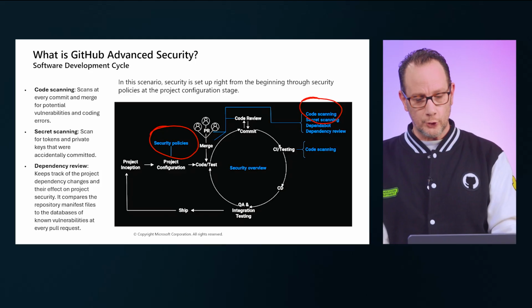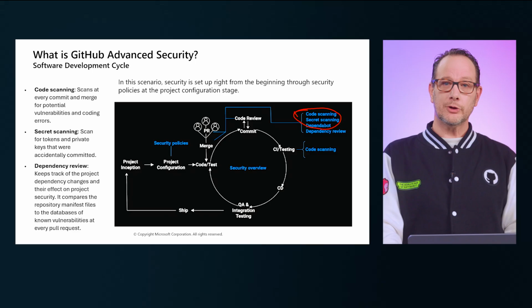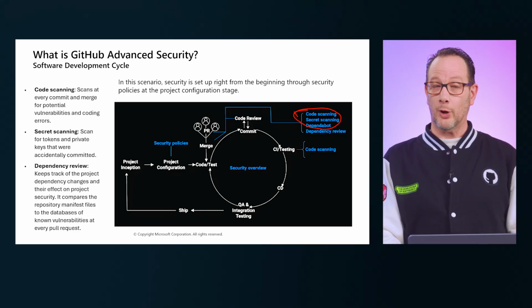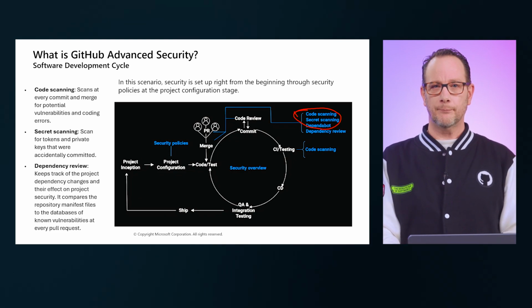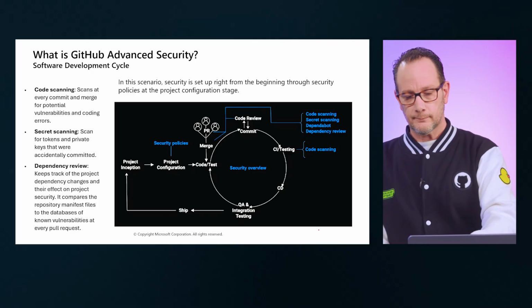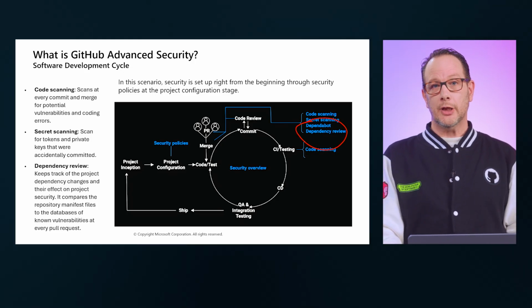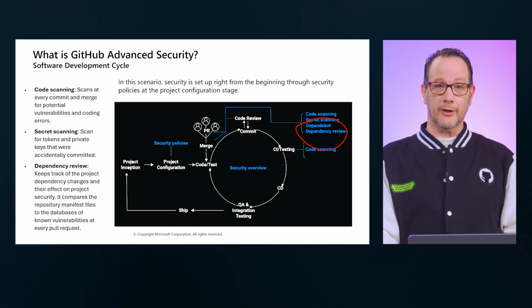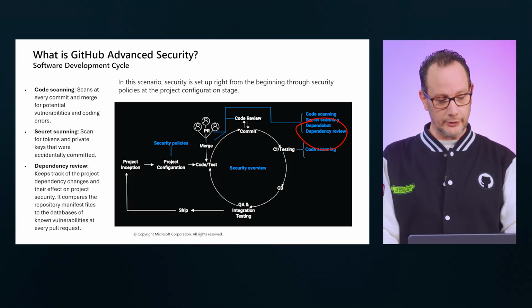From there, we move into secret scanning, which scans at every commit and merge again, scanning for tokens, for example, private keys or any other secrets that maybe got accidentally committed. And then from there, it's followed by dependency reviews, which keeps track of the project dependency changes and their effect on project security. It compares the repository manifest files to the database of known vulnerabilities, again at every pull request.